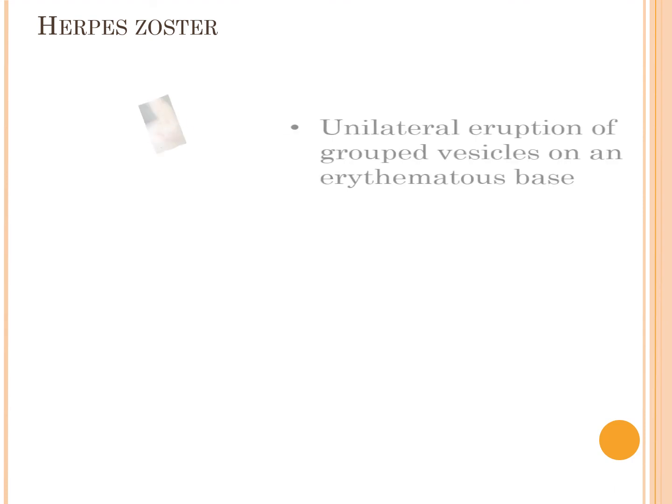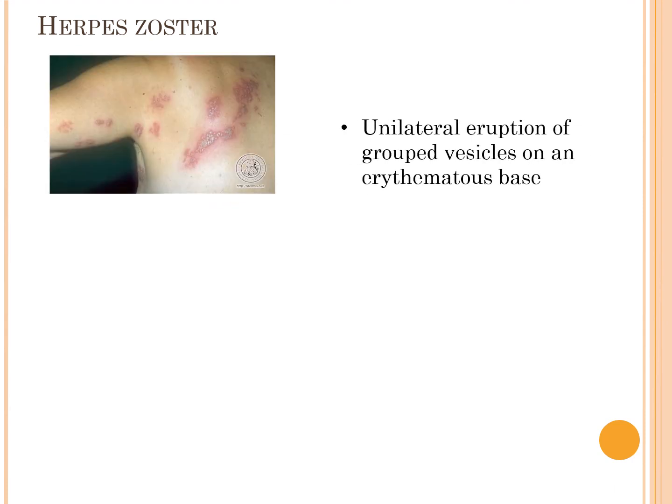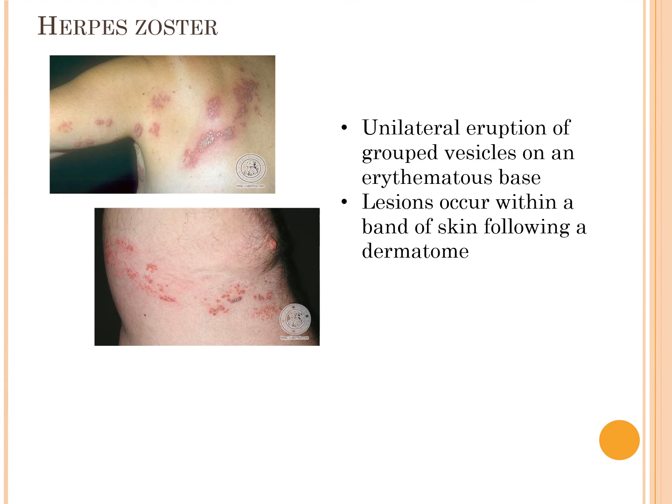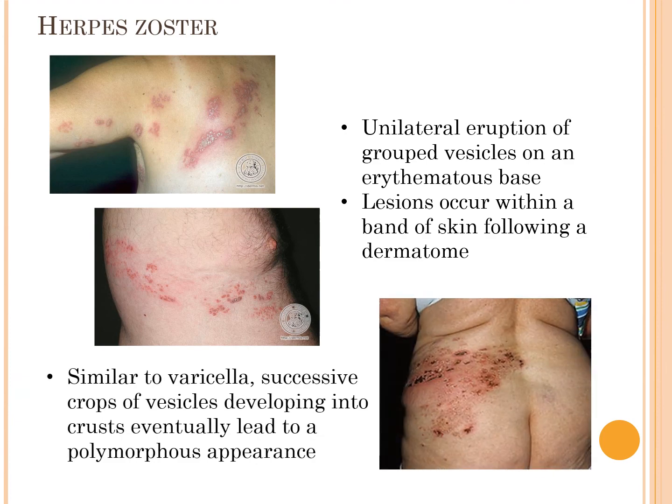The herpes zoster rash is a unilateral eruption of grouped vesicles on an erythematous base. The lesions occur within a band of skin following a dermatome that is innervated by a particular dorsal root ganglion. Similar to varicella, successive crops of vesicles developing into crusts eventually lead to a polymorphous appearance of the lesions. But, as you can see, it is only limited to a particular band of skin.